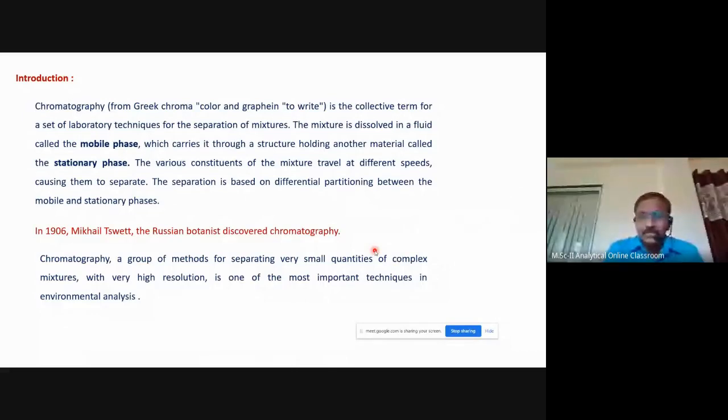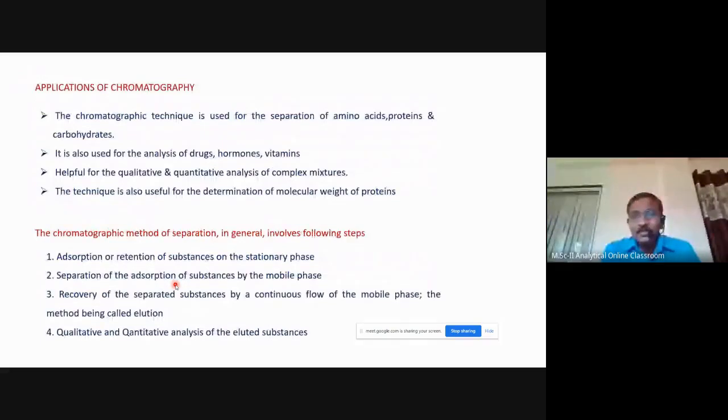Chromatography is a group of methods for separating small quantities, actually not only small quantities but complex mixtures, with very high resolution. It is a very good technique, essential in research and even in environmental analysis. It is also useful for large quantities, that is, quantitative analysis. So we use some advanced resolution, and that high resolution part we can include here. It is very useful for qualitative as well as quantitative analysis.